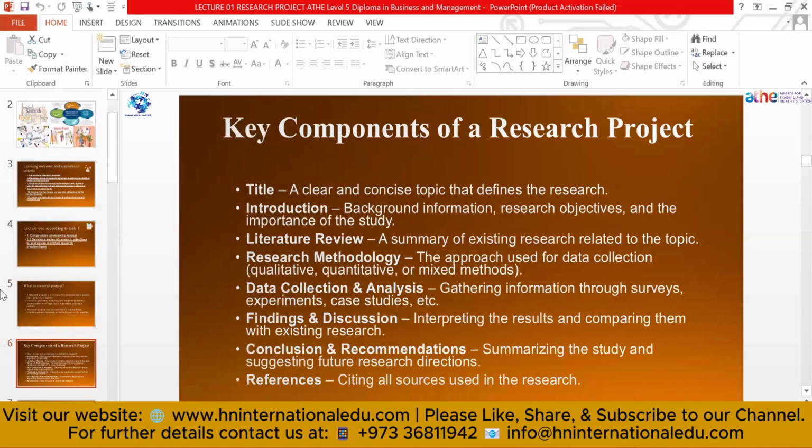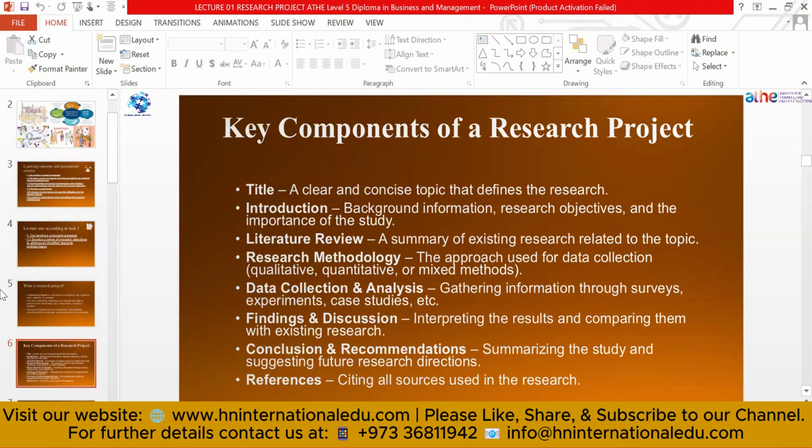Now there are a few components for the research project, the essentialities. The first is always a title, the topic. A clear and concise topic that defines the research. That is what your whole contribution to the proposal is going to be. You need to be sure about the title.